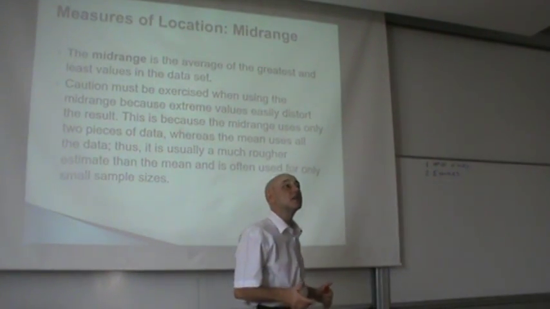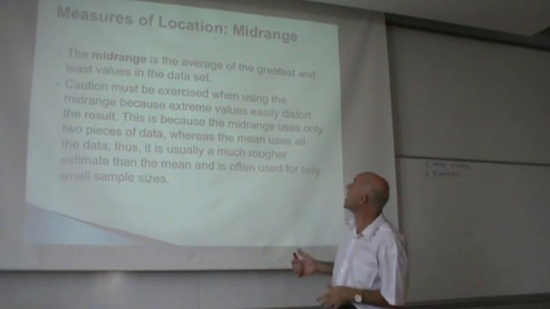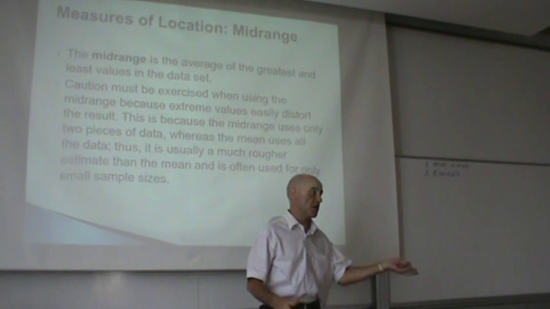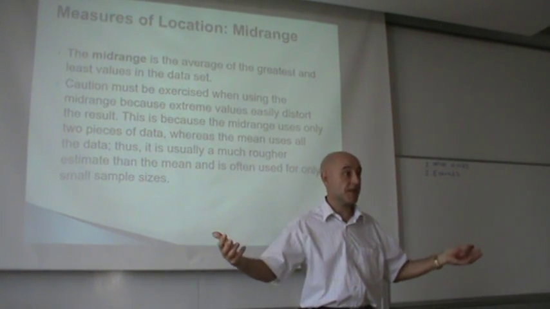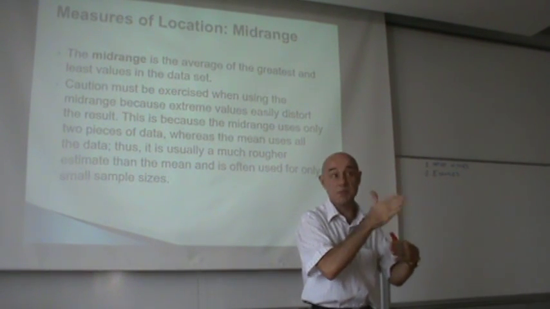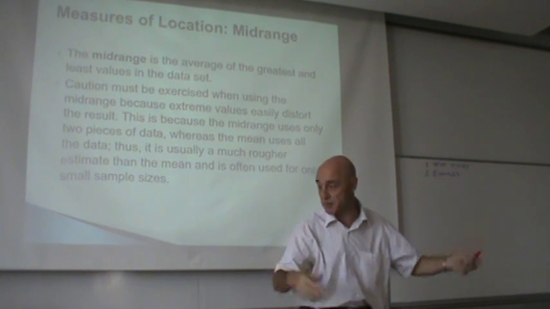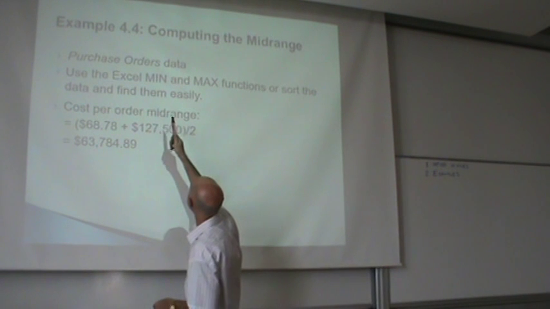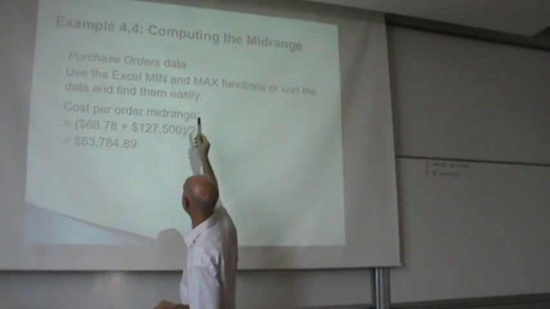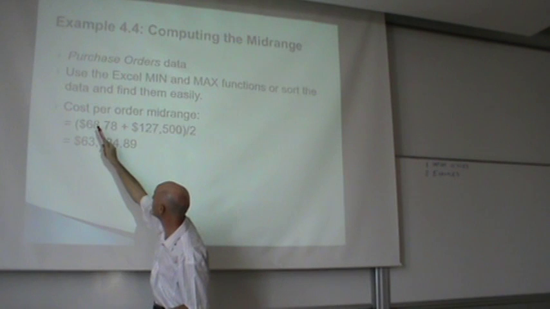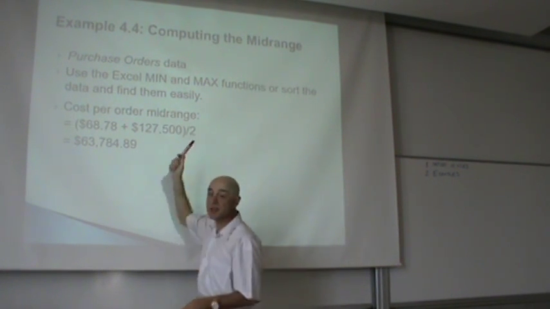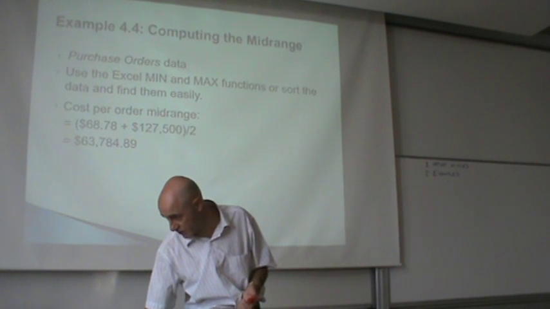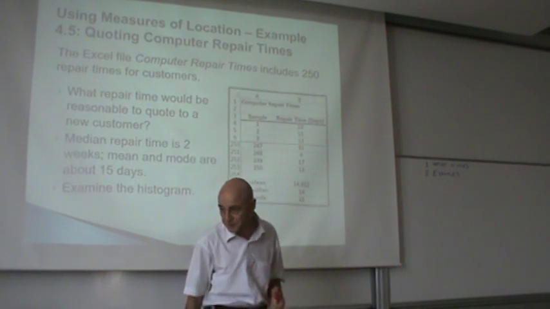You can also get the mid-range. And the mid-range, let's see if we got a picture. You take the minimum, you take the maximum, and the mid-range is just the middle between the minimum and the maximum. So it's a simple function of taking minimum plus maximum and divide by 2. So this is the minimum, this is the maximum, divide by 2. Fairly easy, fairly straightforward. Okay?